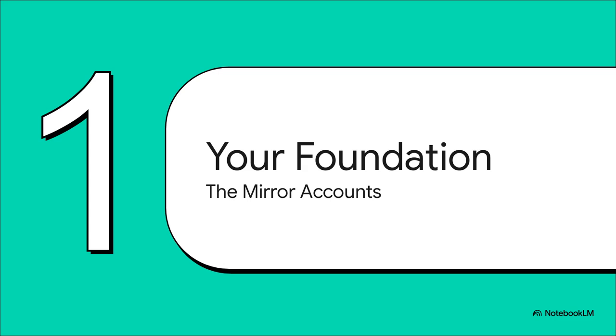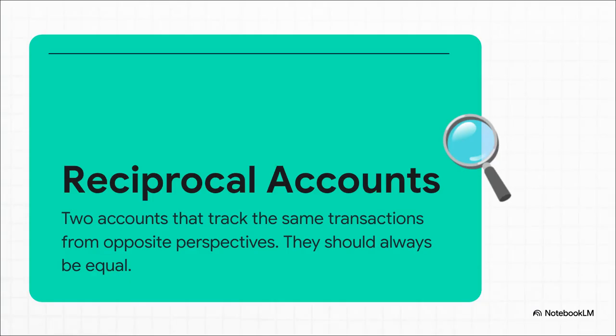First things first, we have to build a super solid foundation. And honestly, if you can get this one core idea, everything else just clicks into place. So let's talk about what I call the mirror accounts. Now, the textbook term is reciprocal accounts. All that means is you have two accounts that are tracking the exact same stuff, just from opposite points of view. One's on the home office's books, the other's on the branch's.